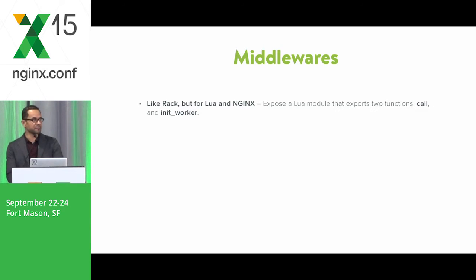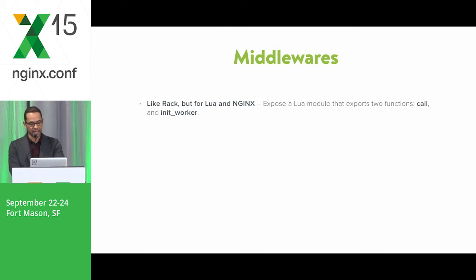Ruby has a middleware library called Rack, and it gives you a really simple interface for writing these middlewares. You essentially have to implement a single method called call, and that method takes an environment parameter and it returns a response code with response headers and the response body. So what we did was we defined our own middleware interface, in the spirit of Rack. And for us, all a middleware is a Lua module that defines one method, also named call.